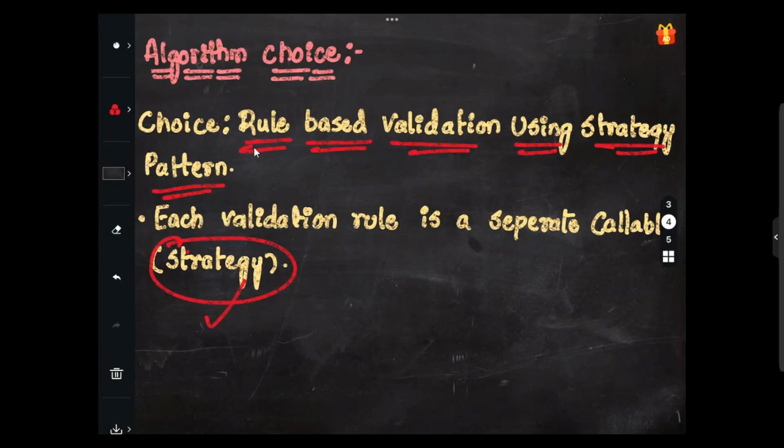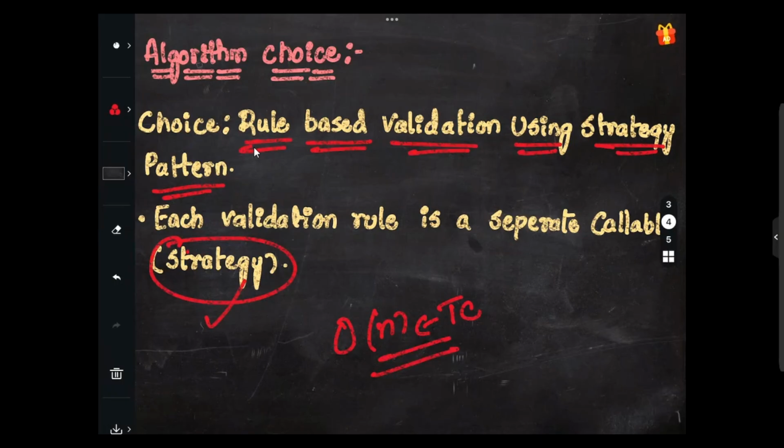Each validation rule is a separate callable strategy. The validation engine iterates over fields and executes rule functions dynamically. This requires n validations, where n is the total fields times the average rules per field. So the time complexity for the code that we'll be writing would be big O of n, based on the algorithm that we have chosen.